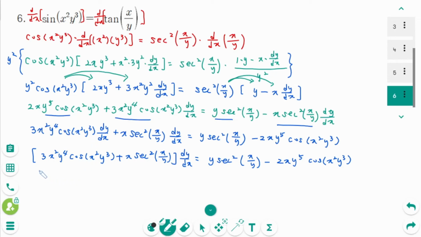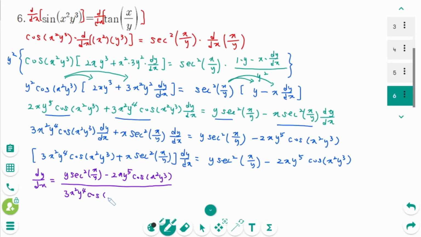The final answer, dy/dx equals y secant squared x over y minus 2x y to the power of 5 cosine x squared y cubed over 3x squared y to the power of 4 cosine x squared y cubed plus x secant squared x over y.